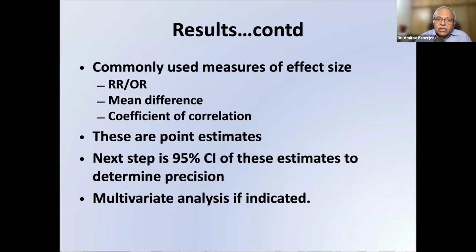So commonly use the relative risk in the intervention and what is the mean difference, pain score or backache disability score, whatever you use.